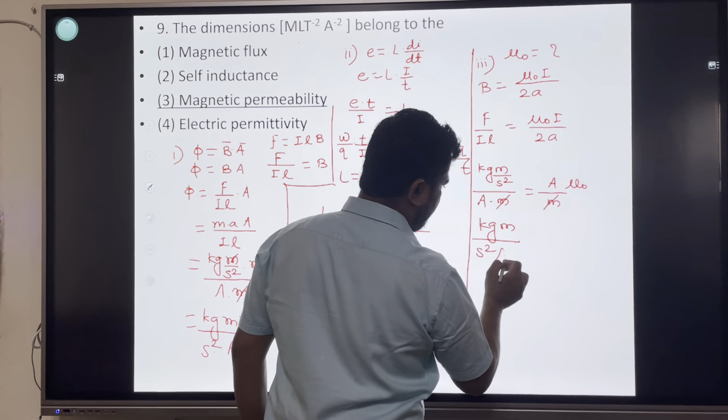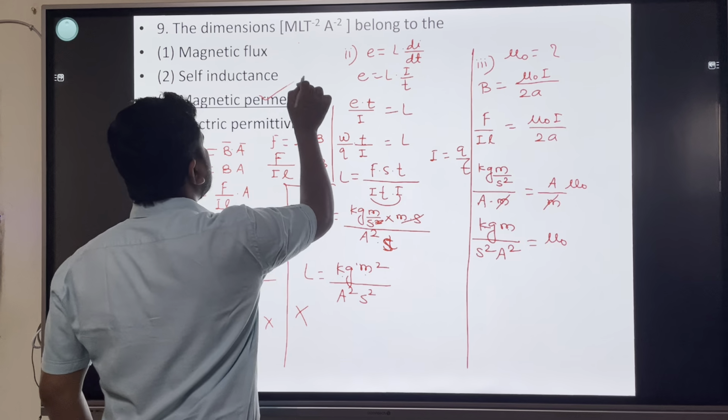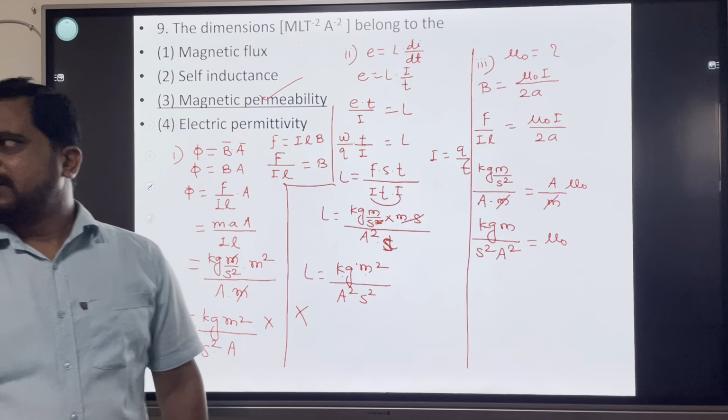इक्वल टू म्यू 0. 1 in mass, 1 in length, -2 in time, -2 in current. Magnetic permeability is correct answer. Okay.